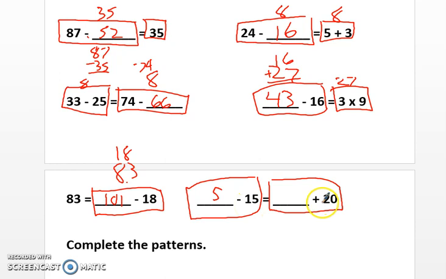I also see this is going to be plus 20, so I know this box is at least going to be 20. So what I'm going to do is just go like this to make me some easy numbers. 115 minus 15, because I know that'll be 100. And then come over here, something plus 20 equals 100, 80.